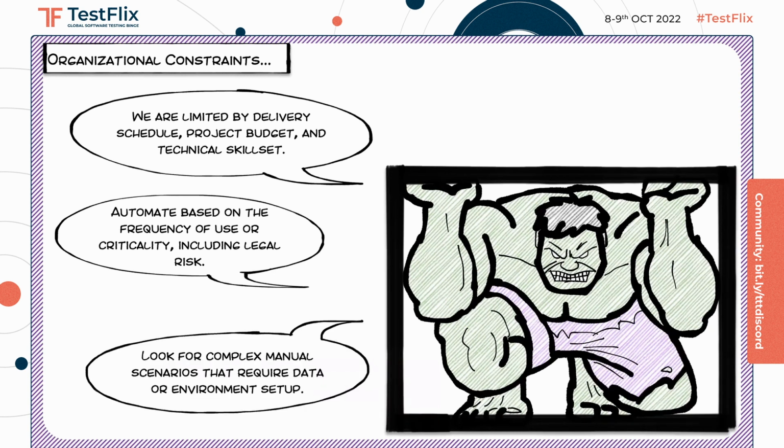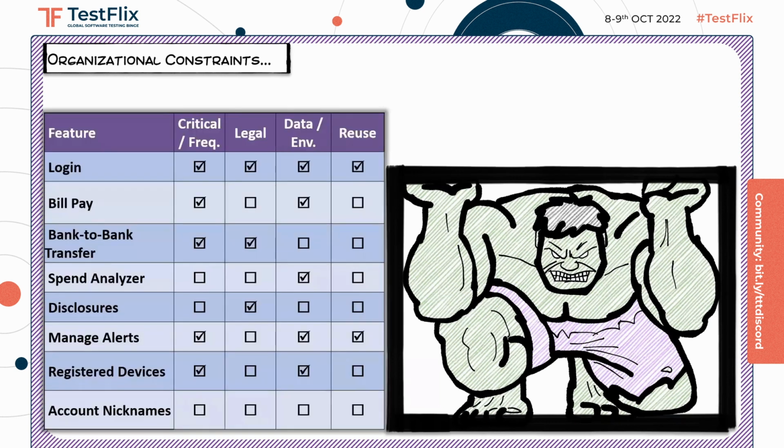Additionally, you should look for complex manual scenarios that require a great deal of environment or data setup to assist you. One of the ways in which I like to help people engage in this activity is to create a so-called automation scorecard. In this case, I use simple check marks, but you can use, say, a scale of 0 to 10 if you like for each area.